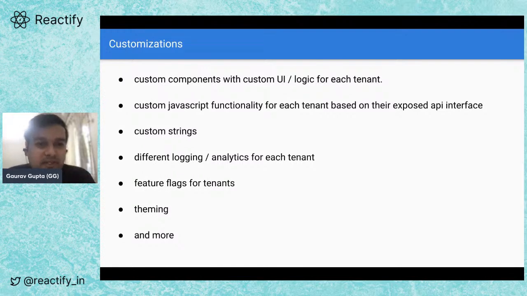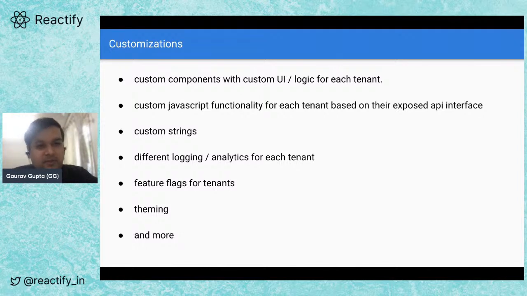General customization that you can expect: custom components with custom UI or logic for each tenant, the same example that I just gave, and custom JavaScript functionality for each tenant based on their exposed API interface. So again, if you need to integrate your application within the tenant's mobile application and they already have some methods exposed for integration, then you may or may not be in a position to say that, okay, we are only going to respect certain method names and not the others, because if you are using the tenant functionality to extend it to your users, you have to agree to their existing interfaces.